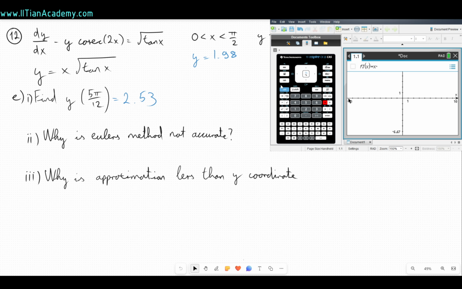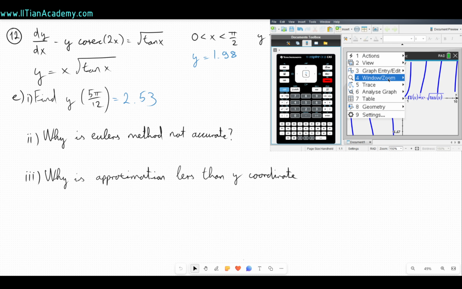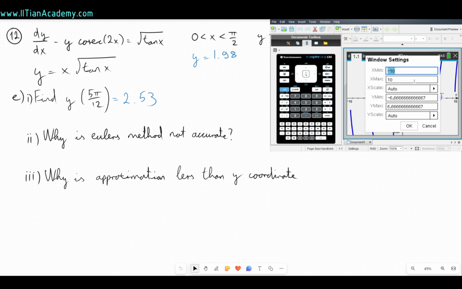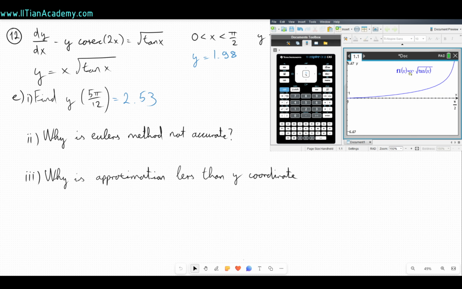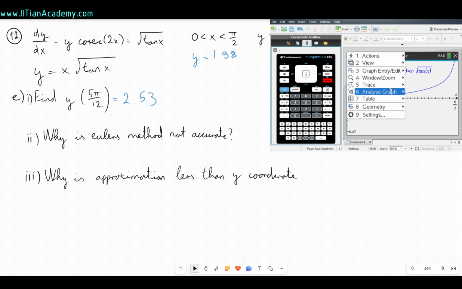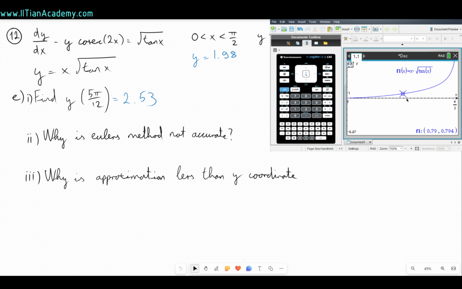So if I write x times the square root of tangent x, then what we see in this region, if I zoom a little bit into x min, let's make 0, this should be pi over 2. Then if we go to graph trace, we can go precisely to the value of 5 pi over 12 to see where we are approximating.